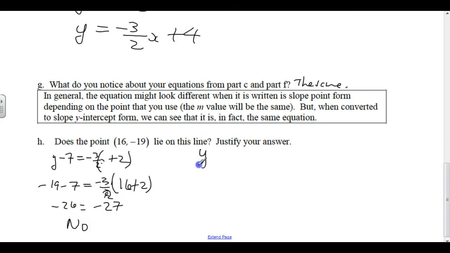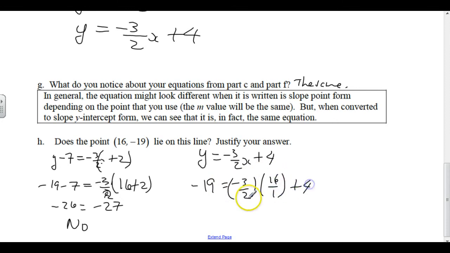Right, that's not true. Okay, let's try it in the slope-intercept form. So negative 19 is negative 3 halves times 16 over 1 plus 4. So 2 goes into 16 8 times. So negative 19 is negative 24 plus 4. Negative 19 is negative 20. Not true, so no.